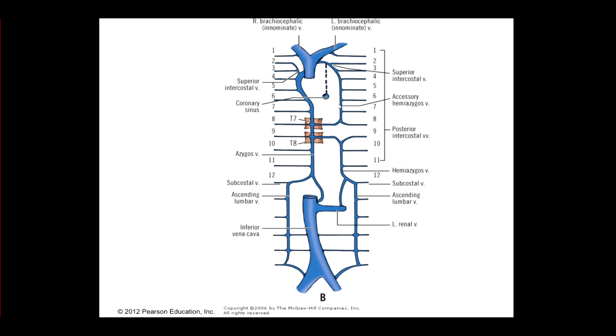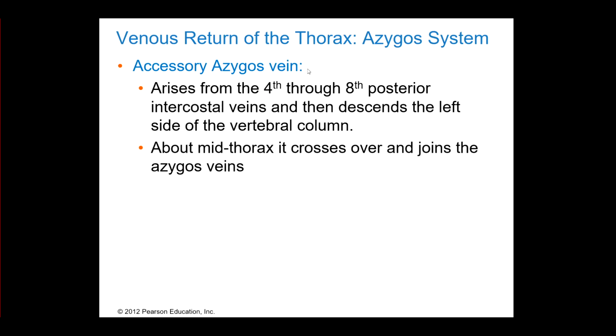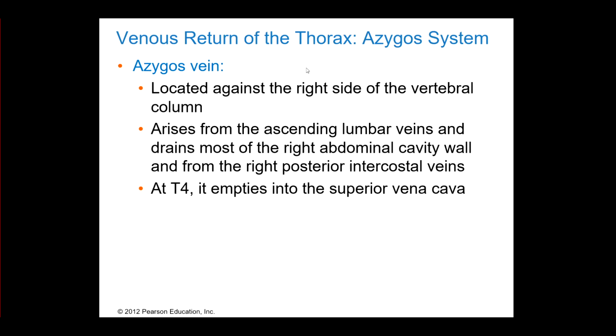Again, this accessory hemiazygos and the hemiazygos dump their blood into the azygos vein, and the azygos vein brings it up to the back part of the superior vena cava. It actually enters the posterior aspect of the superior vena cava. So let's go back to the notes for a minute and take a look at the azygos vein.